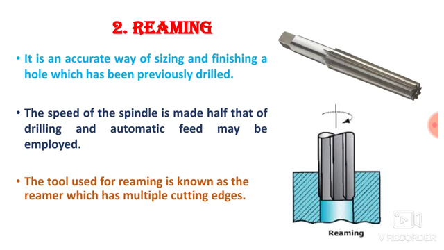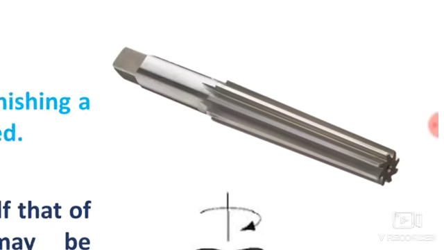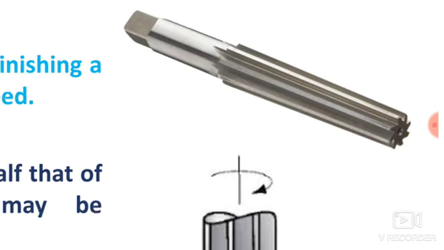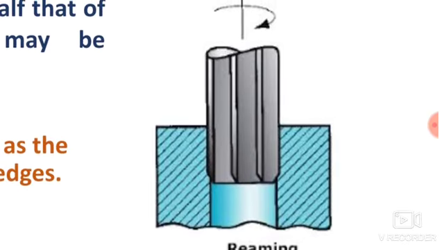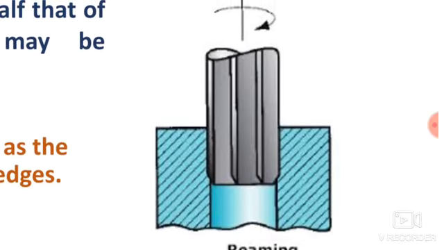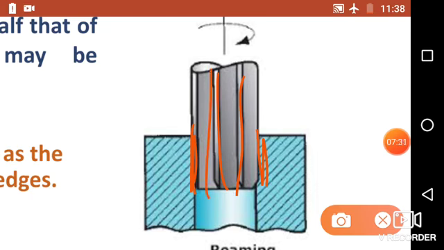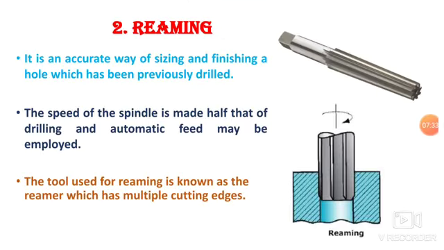The tool used for reaming is known as a reamer, which has multiple cutting edges. So this is an image of a reamer. Here you can see the reamer has multiple cutting edges over its periphery, and with these cutting edges we can remove the material over the periphery of the inner hole. Here you can see a process of reaming. So basically with reaming we can remove the material from the periphery of the hole, because the reamer has cutting edges over its periphery, and with these cutting edges we can remove the material.